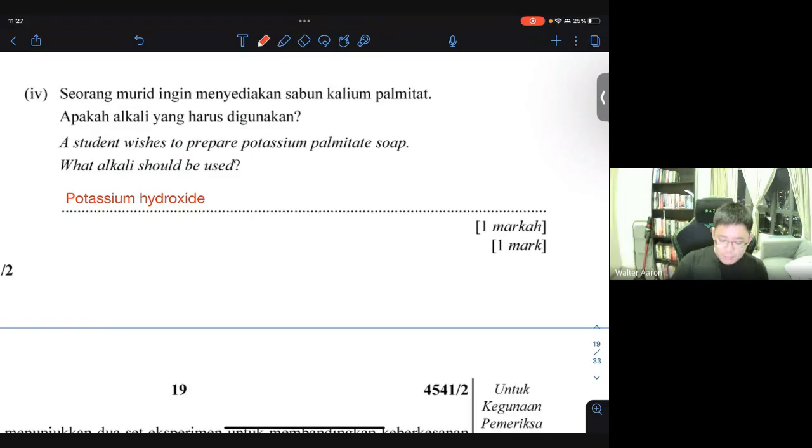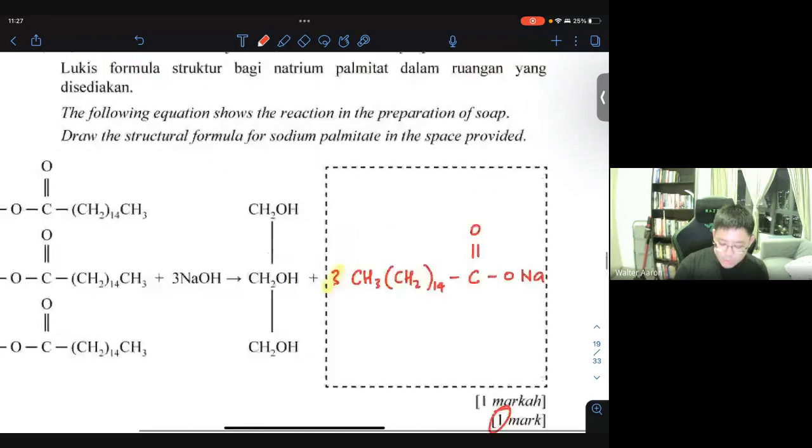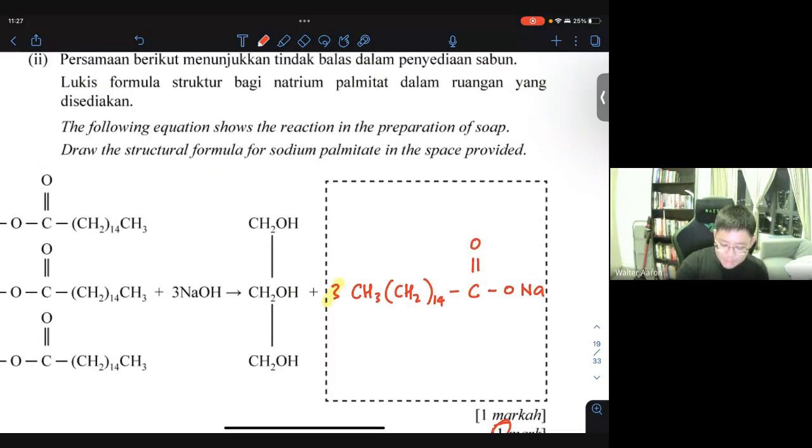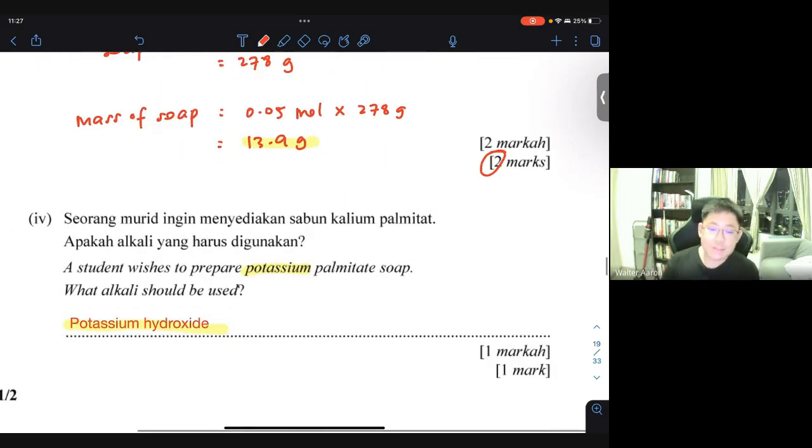A student wishes to prepare potassium palmitate soap. What alkali should be used? If you want to get a potassium soap, then you use potassium hydroxide. Just now we saw this is sodium palmitate. To get a sodium-based soap, you must use a sodium-based alkaline solution. In this case, it will be sodium hydroxide. But if you want to get a potassium-based soap, then you must use potassium hydroxide. That's where the potassium ion or the sodium ion is located. So they give you 1 mark.